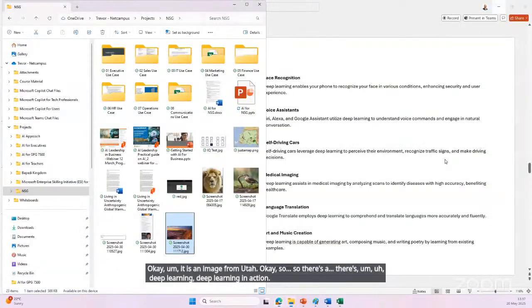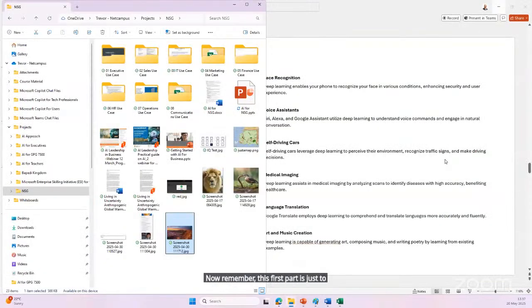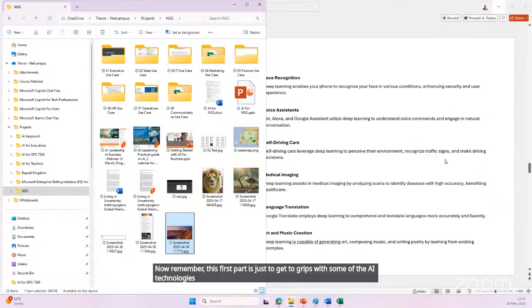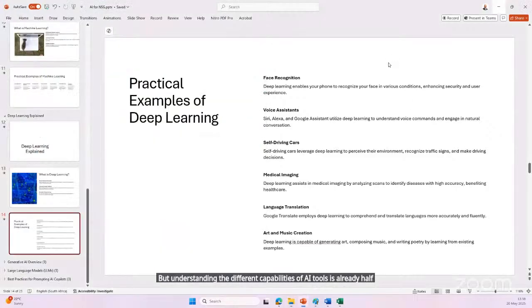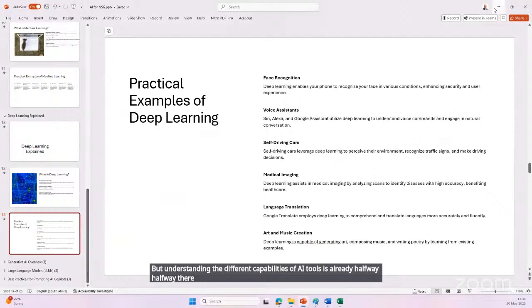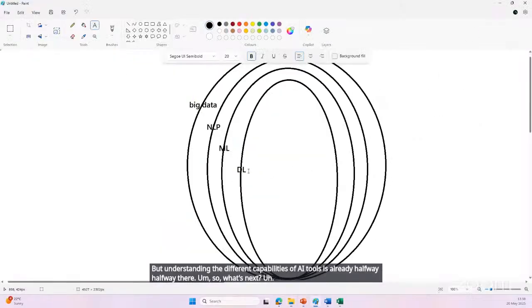Now remember, this first part is just to get to grips with some of the AI technologies. The second part is going to be to explore practical use cases thereof. And the third part will look at how we can use that for policy development and in particular curriculum development. But understanding the different capabilities of AI tools is already halfway there. So what's next?